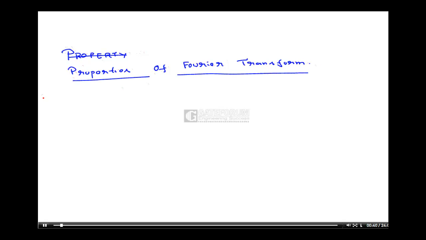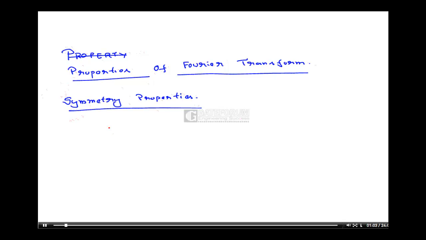Or I should say not property, but any properties are there. I'll find this property with respect to discrete time system. The first property is a very important one, which is the symmetry property. This symmetry property helps in simplifying the equation in the formula for the Fourier transform.